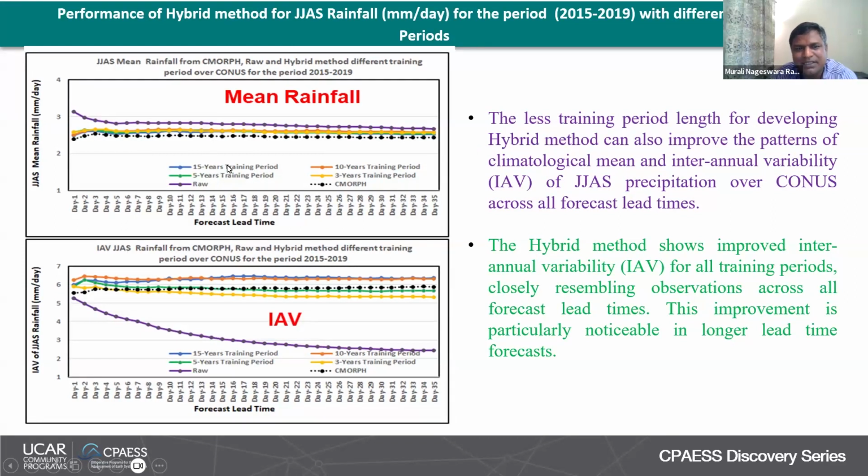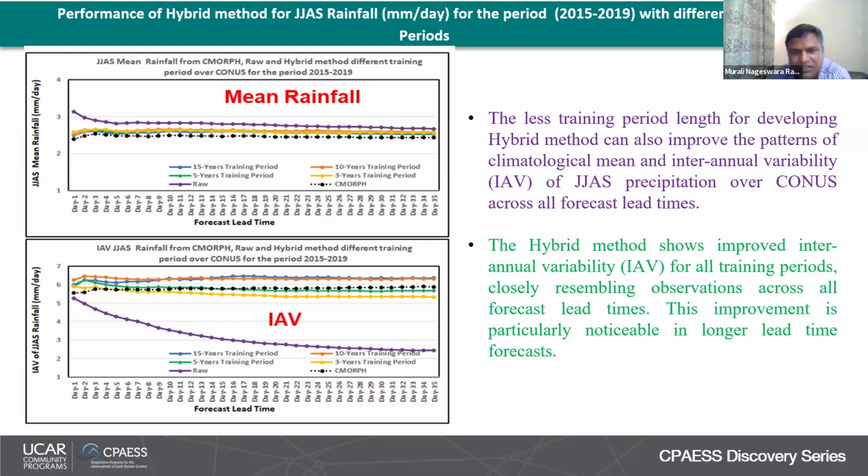Compared to the climatological mean, the improvement can particularly be observed for the inter-annual variability. In the raw model product, the inter-annual variability is almost the same as the observation for the day one forecast, but from day two onwards you can see a lot of reduction in the inter-annual variability, IAV. But with all the calibration methods, even the 15 years training period is improved, and the 3 years training period is also improved. That means in the hybrid method, there is some sensitivity to the training period length, but the impact is very minimal.